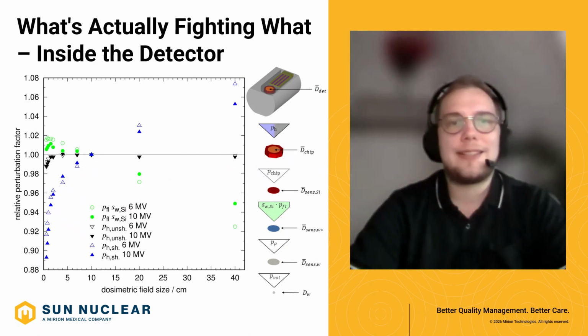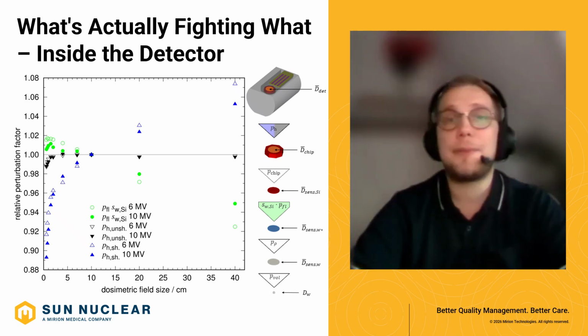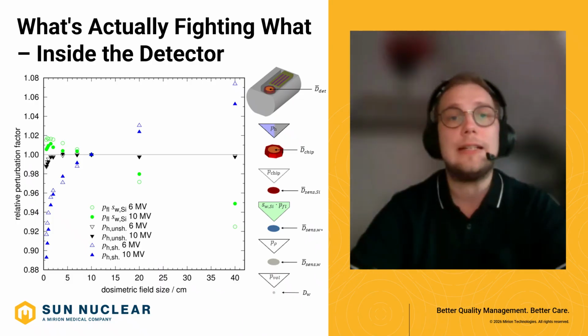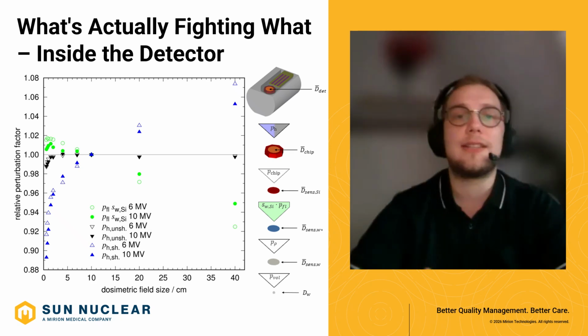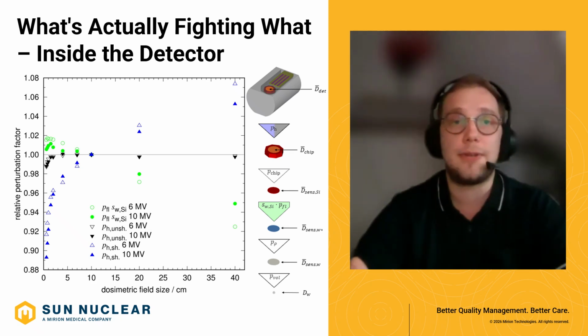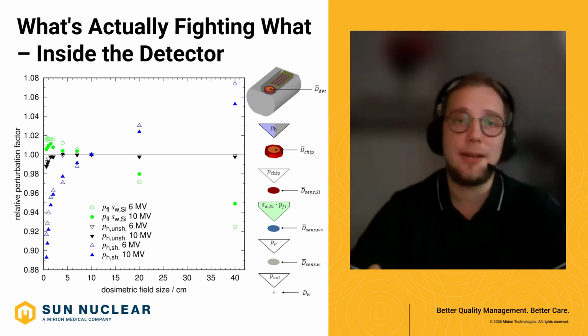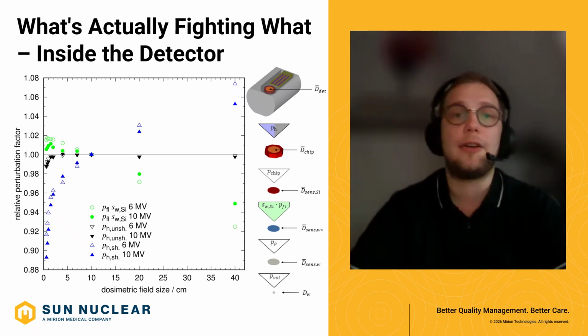So figure 5 takes us here from observation to explanation. Instead of showing only the total correction factor, it separates the individual perturbation components. So what we're seeing right here, the circles represent silicon's fluence perturbation combined with its stopping power ratio to water. And this component increases with field size because silicon overresponds to the low energy scatter that builds up in larger fields. On the other hand, we have the triangles, which represent the housing perturbation. And for unshielded SunSILICON, this remains close to constant. For SunSILICON P, however, it follows the silicon curve in the opposite direction.